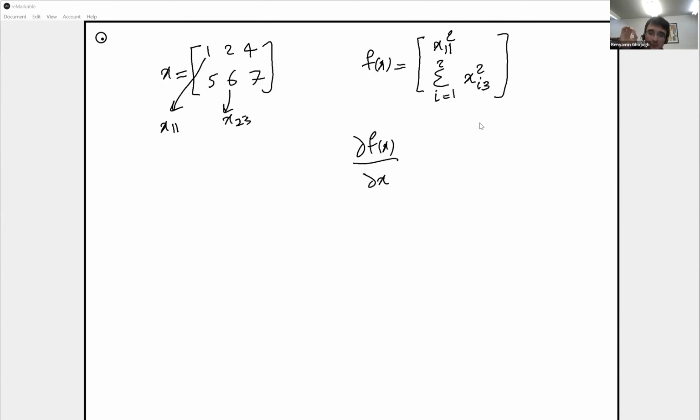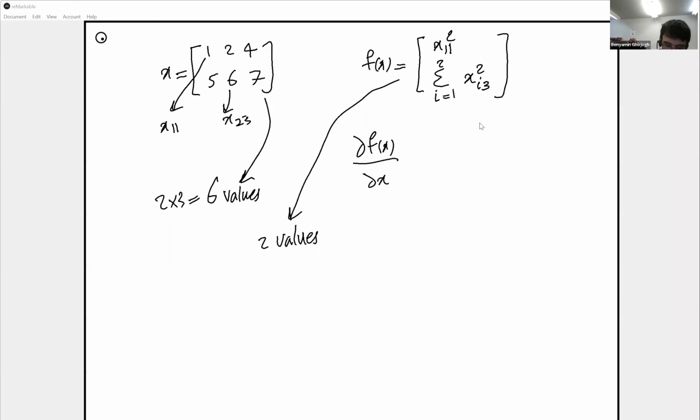If you say this, go with my example. You tweak every element of this X and see the effect on every element of F, right? So what will be the derivative? How many cases will you have? First, answer this question. This has 2 by 3, 6 values, right? This has 2 values. How many cases do you have? Can someone say that? 12. Exactly, 12. We have 12 cases.